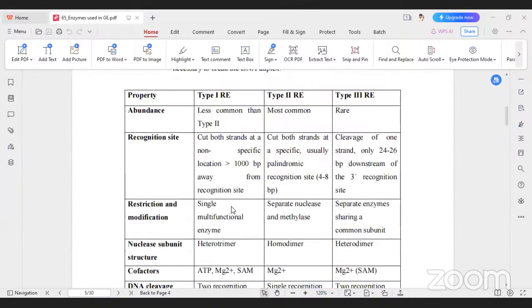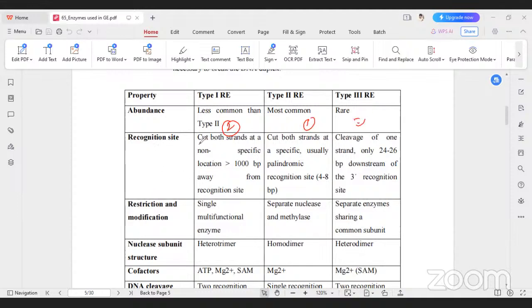Here are given some comparison properties. Abundance: which enzyme is abundant in nature? Type 1, type 2, type 3. Type 3 is less common than type 2. Type 2 is the most common, and others are rare. So in abundance, type 2 is first, then type 1 is second, and type 3 is last.